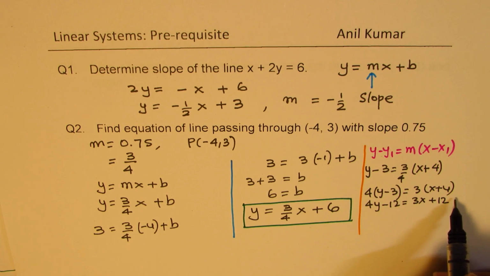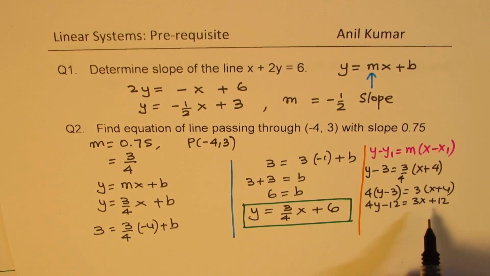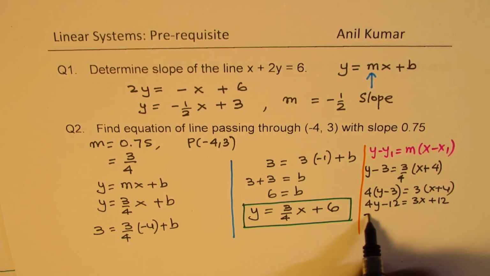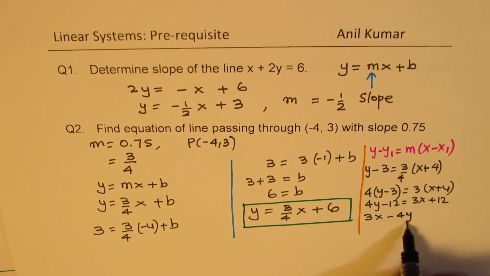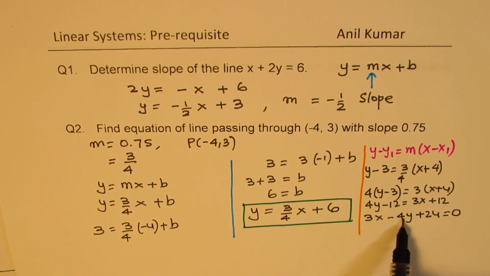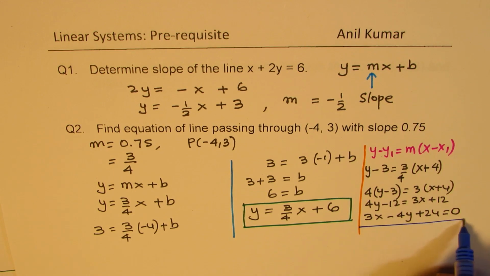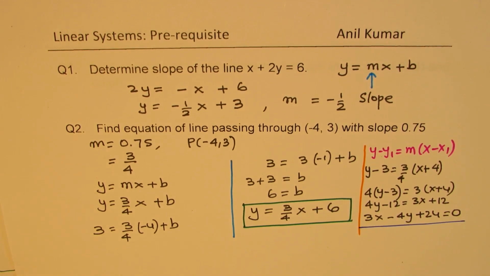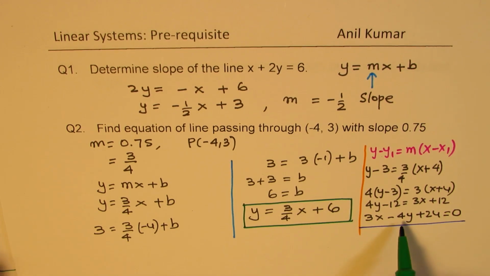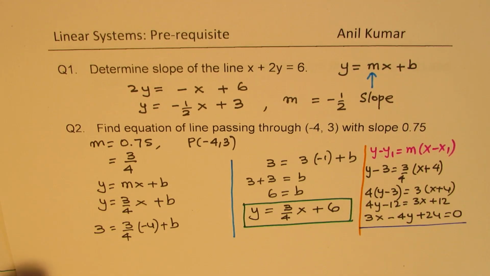Now bringing them together, we could write in standard form. So we could write this as 3x minus 4y plus 24 equals 0, right? Now you could divide everything by 3, but let's leave it like this. You cannot divide 4, so that is what our result will be. Perfect. So this is the standard form, and that is slope-intercept form for the same equation. Is that clear to you?